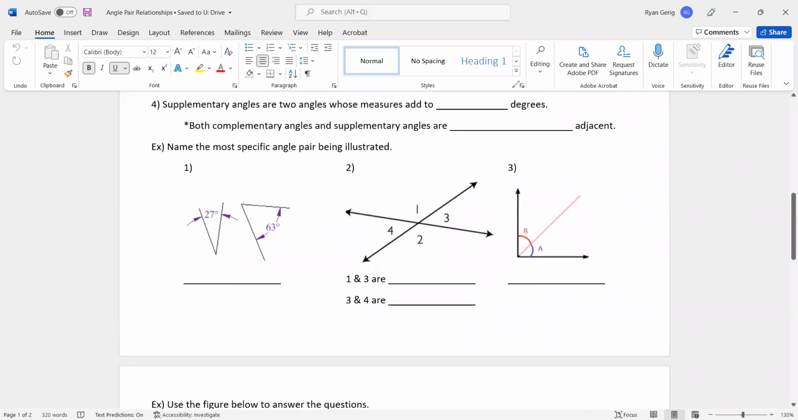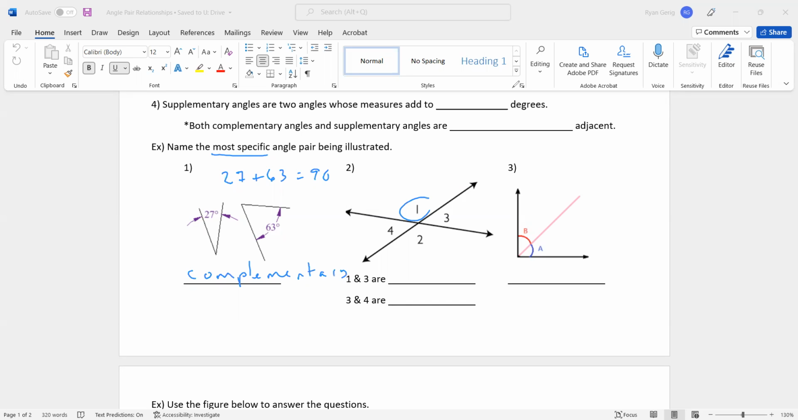Name the most specific angle pair being illustrated, and we'll talk about that in a little bit. All right, so number 1, I've got 2 angles. The angles are 27 degrees and 63 degrees. If I check that, 27 plus 63 equals 90. So that's 2 angles whose measures add to 90 degrees. Those are complementary. And that is the only way we can classify those.